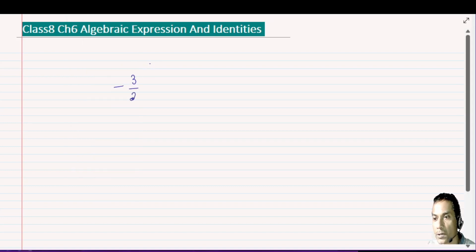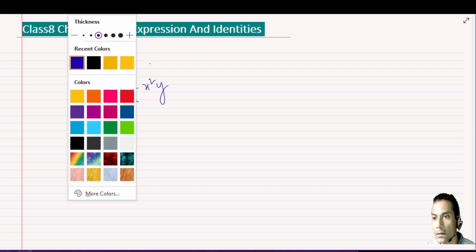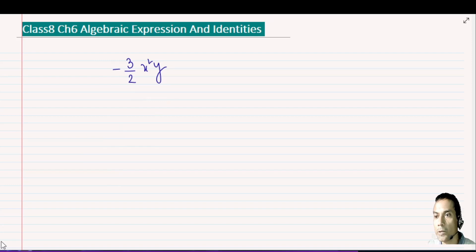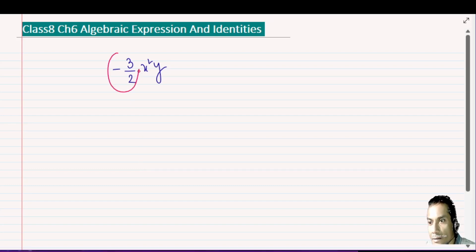Minus 3 by 2 x square y. So in this example we learn different terms used in this chapter. So first we learn this part, minus 3 by 2. So this part is actually the constant. This part is constant.